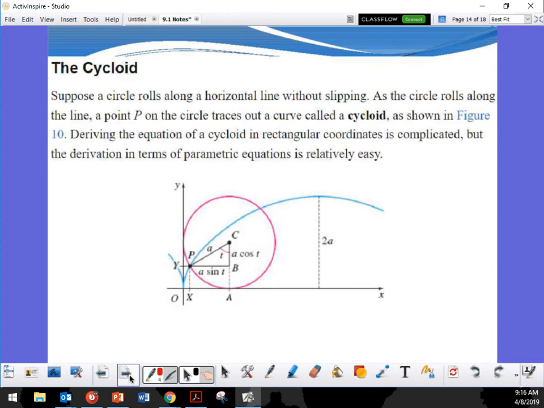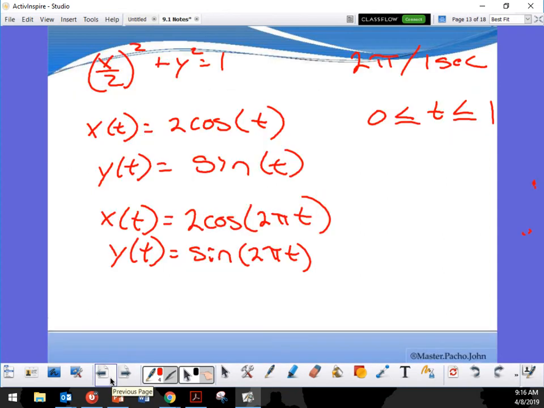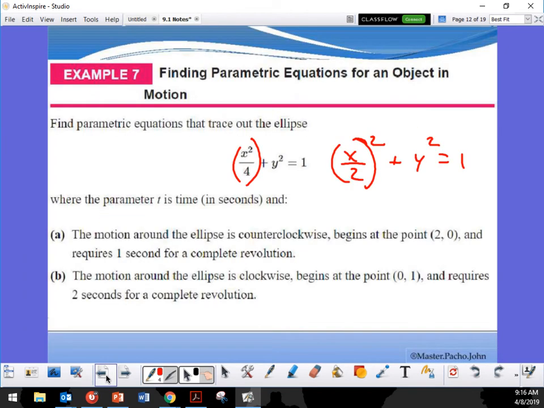Part B says the motion around the ellipse is clockwise, begins with the point (0, 1), and requires 2 seconds to complete a revolution. Okay, so now think about it. It's 2 seconds to complete a revolution. How fast is it going to go? Pi per second, yes.